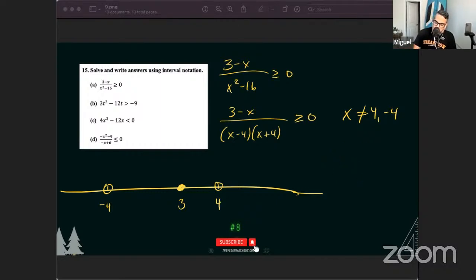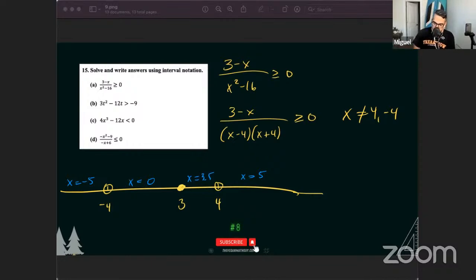Okay, so now we have to test points in between each interval here. So we have to test a -5. We can test 0 here. This one's going to be tough, it's like 3.5, and x is 5 here. And just keep in mind, this is an inequality. So all we're really trying to find is when is it greater than 0. We don't really care about the value, just when is it greater than 0.